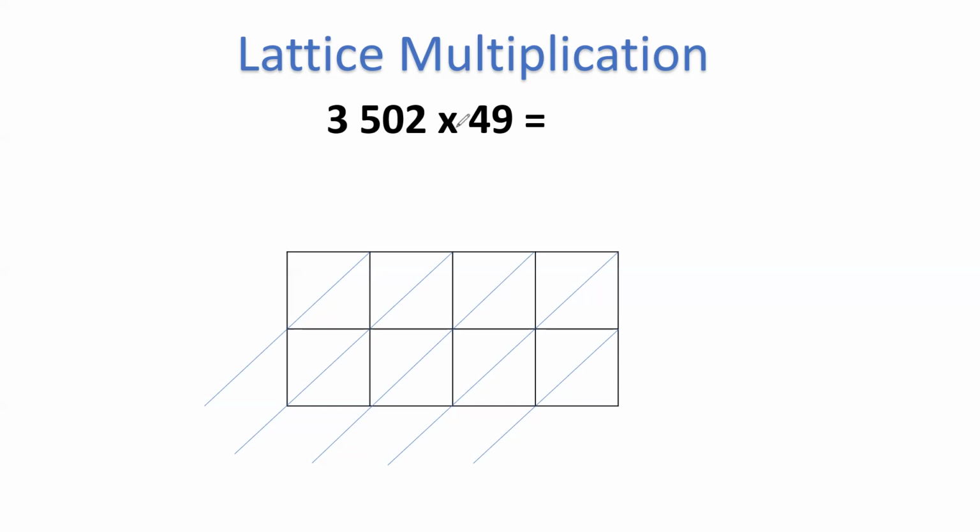We have four digits multiplied by two digits. 3,502 multiplied by 49. First step, you take your entire first part and you pack it into your grid.